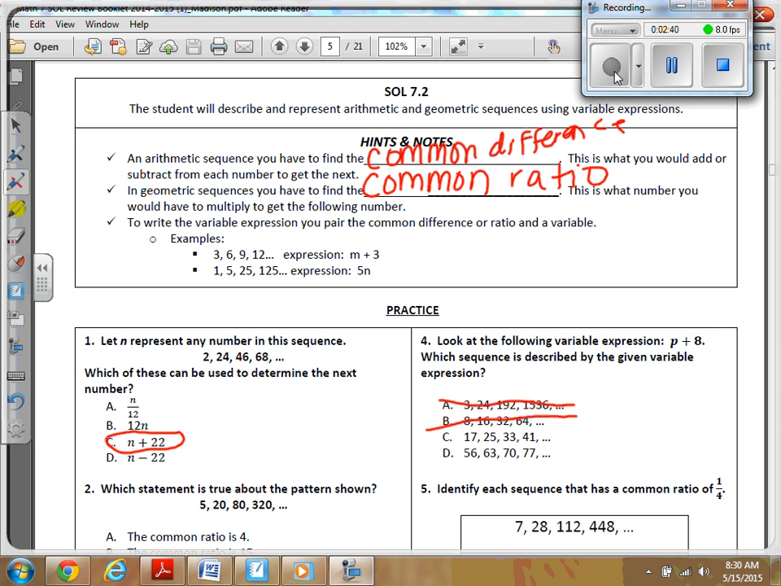You keep trying. What about C? What's 17 plus 8? What's 25 plus 8? What's 33 plus 8? So then C is our correct answer. Any questions on these? All right. So these should be easy questions to get right on the SOL, right?